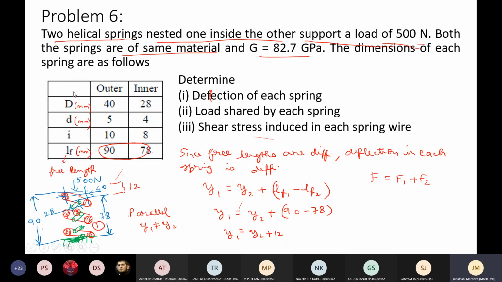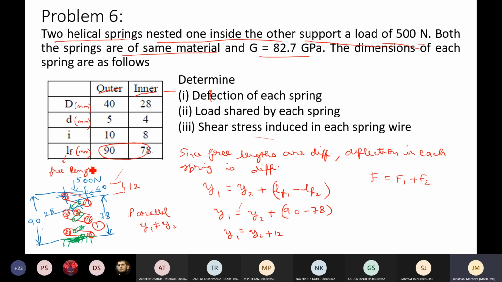Regarding the explanation in the previous class, as I told you, the table here refers to the outer and inner spring. Outside is 40, inside is 28. The wire diameter is also given: one is thick, 5 mm, and one is slightly thin, 4 mm. The number of turns for the outer is more, 10, and the inner is 8.